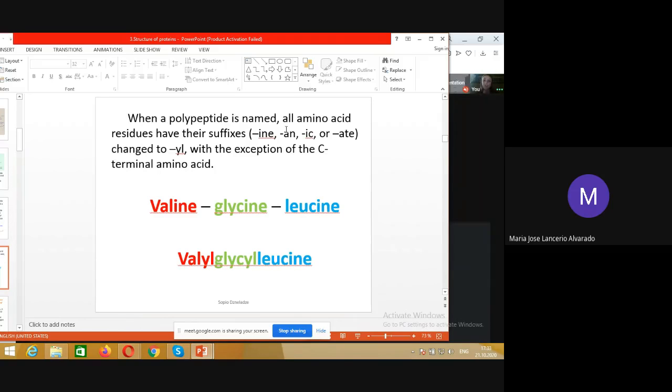And please read it. When a polypeptide is named, all amino acid residues have their suffixes ine, an, ic, or ate changed to yl, with the exception of the C-terminal amino acid. Why is it an exception? Because it's the last one. You can see these suffixes are changed to yl, valine to valyl, glycine to glycyl, and leucine is the same. Why? Because it's the C-terminal amino acid. It's the last one.